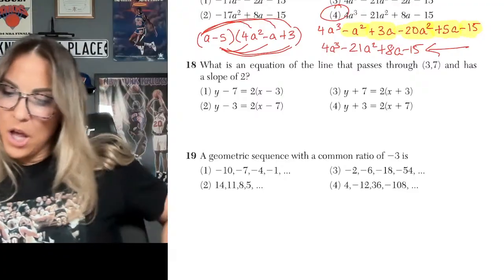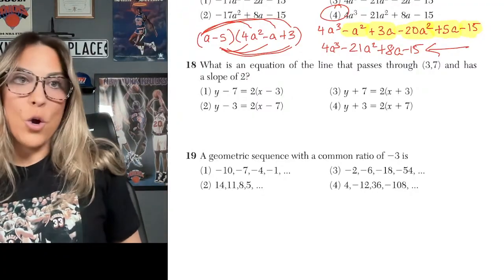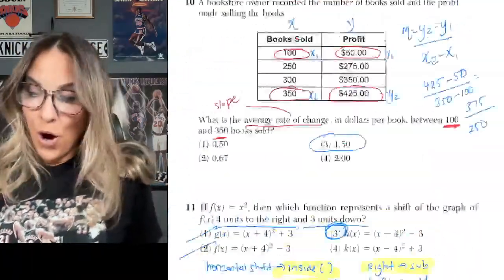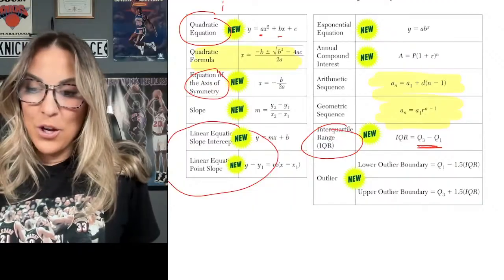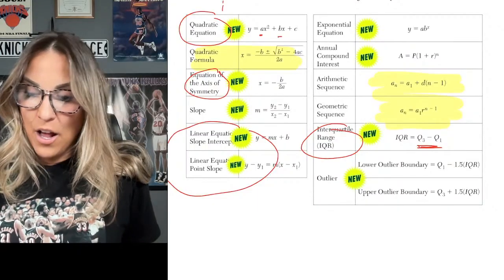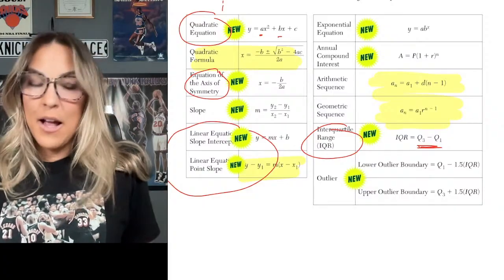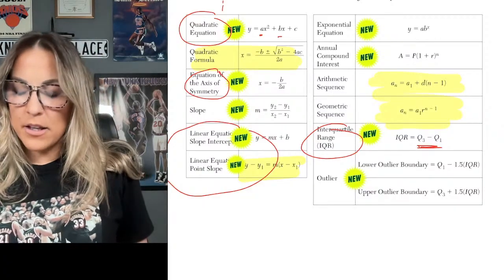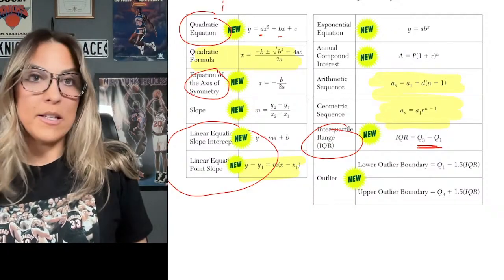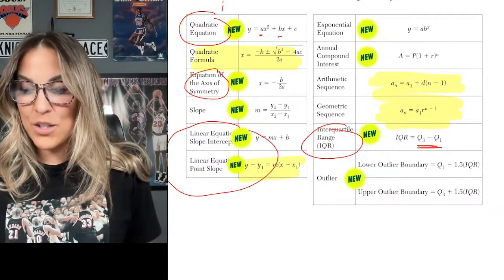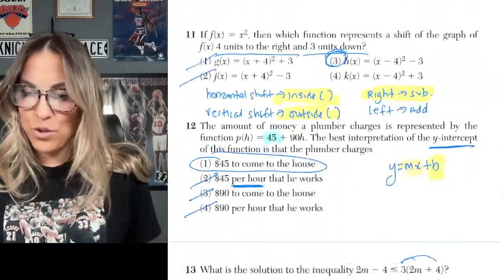Number 18. What is an equation of the line that passes through (3, 7) and has a slope of 2? Your reference sheet is exactly what I'm talking about here. Your reference sheet has the equation of a line in both forms. You'll notice when I take you back to the question, all of those answer choices look like point slope form. So the equation is right here for you. This problem will be very easy if you use your reference sheets.